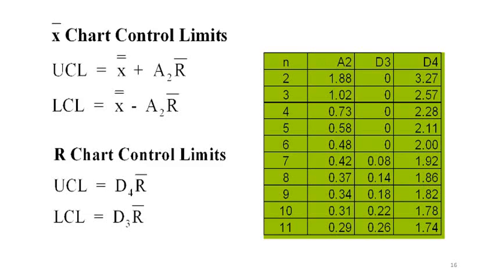From the table, for the sample size 5, we will get the values of A2 as 0.58, D3 as 0, and D4 as 2.11. Just listen, actually the 5 is a sample size, not the number of samples.